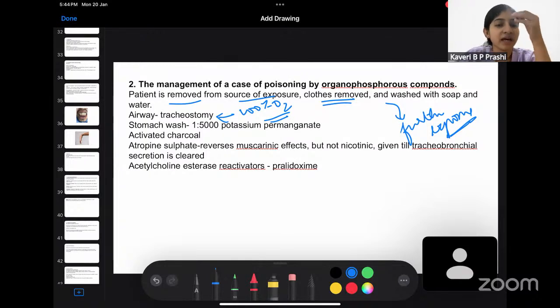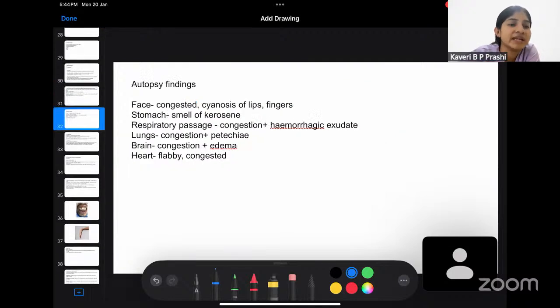You can give activated charcoal, and all the remaining poison in the stomach is going to get absorbed on the surface of activated charcoal, and that way you can prevent further absorption. You can give atropine sulfate. It is going to reverse the muscarinic effects, but not the nicotinic. Give till the tracheobronchial secretion is cleared. So this is the meaning of atropinization. Acetylcholinesterase reactivators like pralidoxime you can give if the person presents within 6 hours. If they come late, you can give, but not much benefit because aging of the enzyme would have taken place.